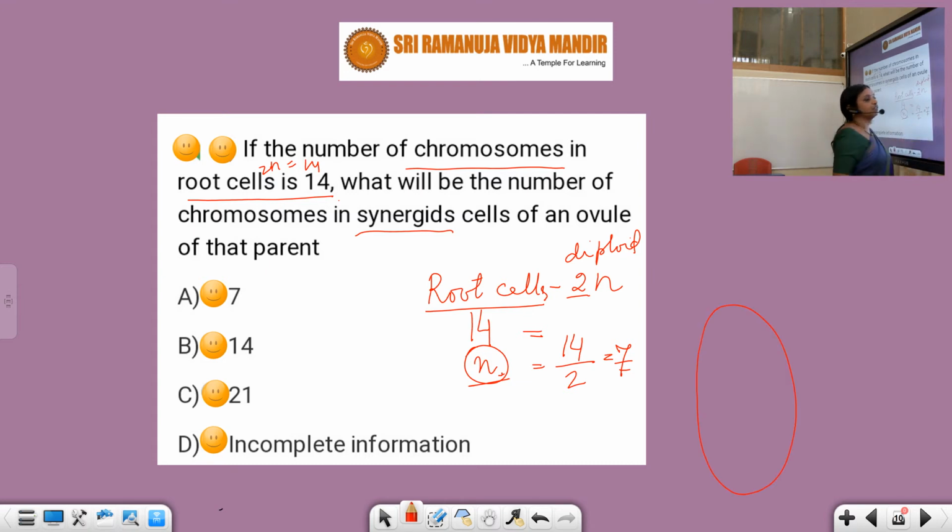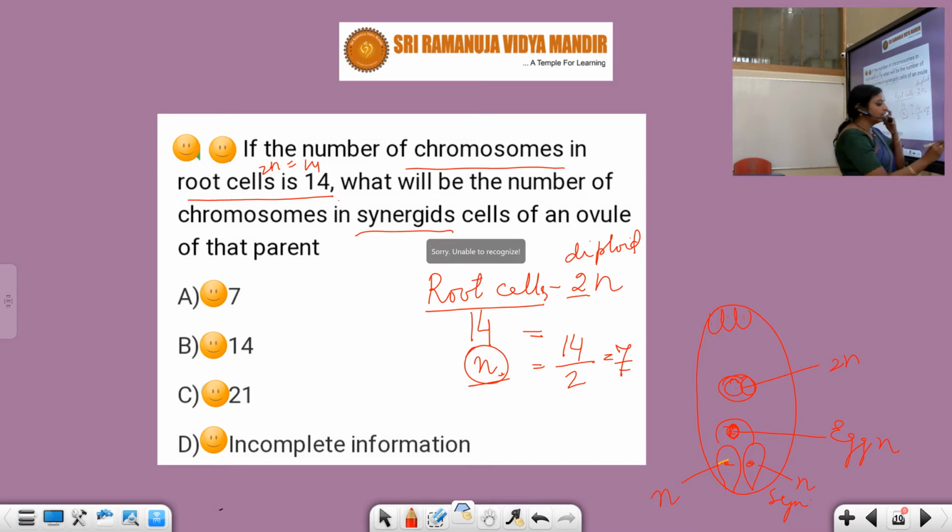So this is the structure of the embryo sac. Two synergids are present, and synergids are in which condition? N condition. The egg, this is the female gamete, is also in N condition, and both the synergids are also in N condition. Here the central cell is present, with two polar nuclei forming the central cell. This is 2n, but the polar nuclei are in n condition and the antipodals are also n condition.